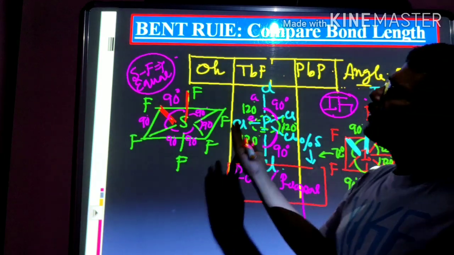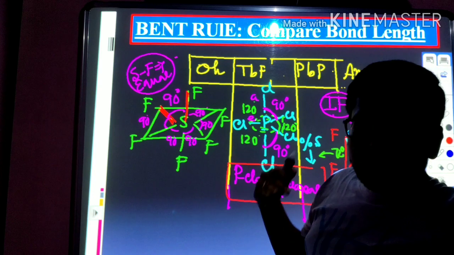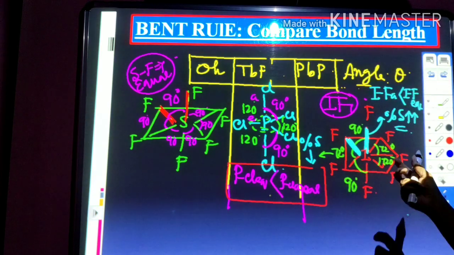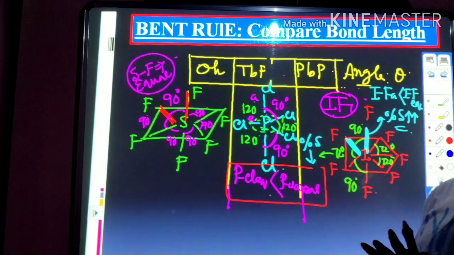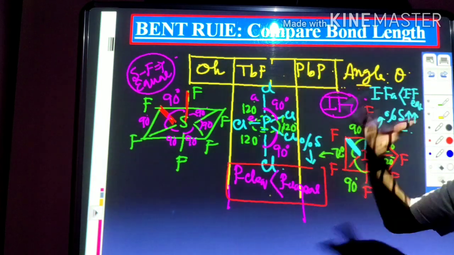Now we are going to see the variations in bond length if we change the substituents. When we change the substituent, then what will happen? Okay, please take the screenshot.